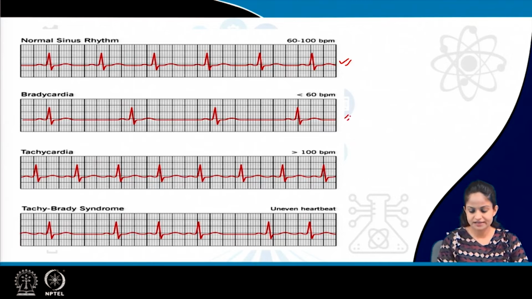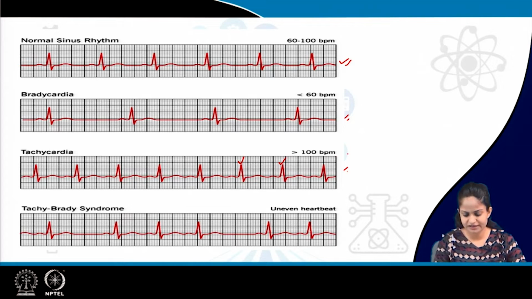Bradycardia, here we can see the beats are less than 60 beats per minute. This is tachycardia, the beats are more than 100 beats per minute. If we take these 2 RR intervals, then we can see this 2, that means 10, then approximately 15.